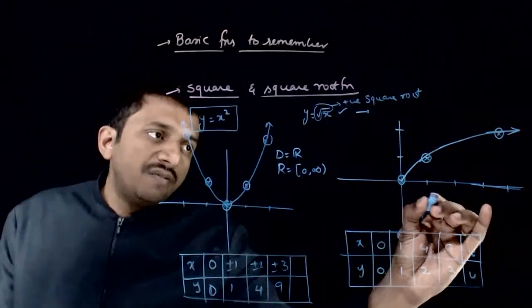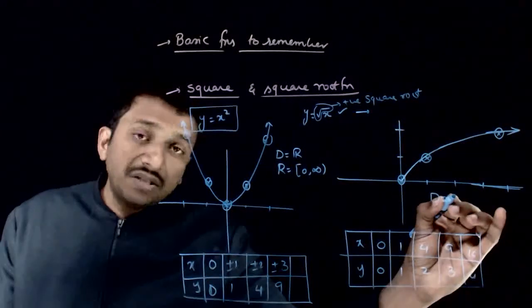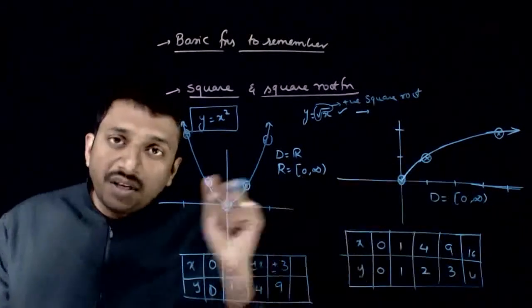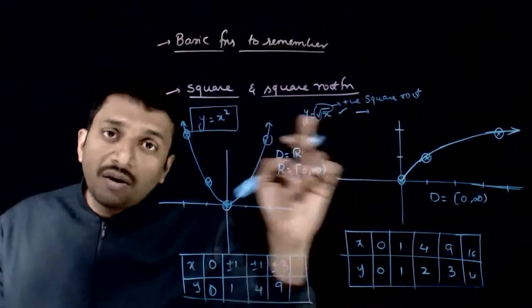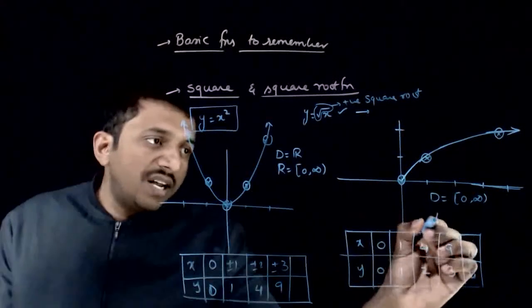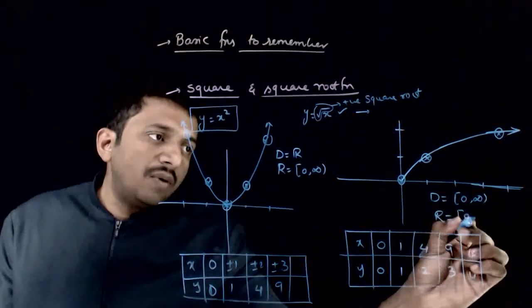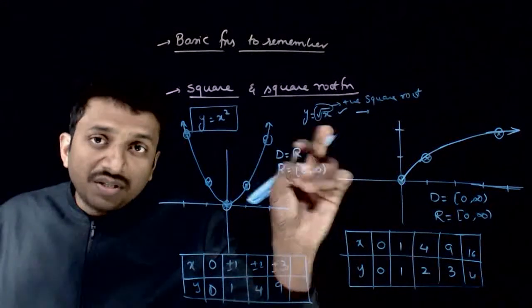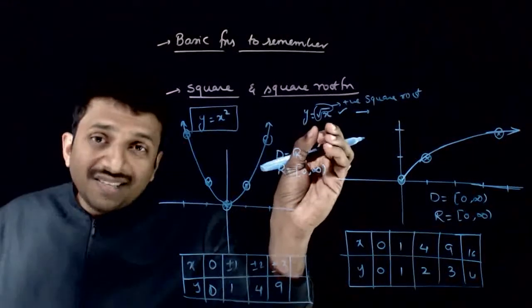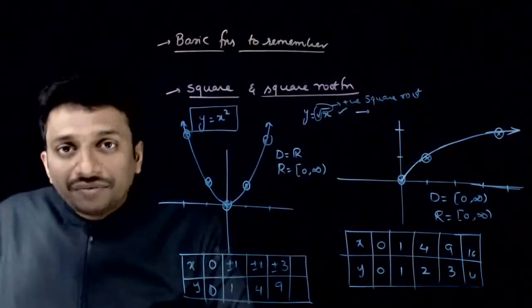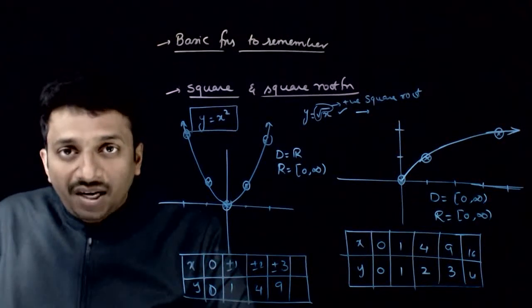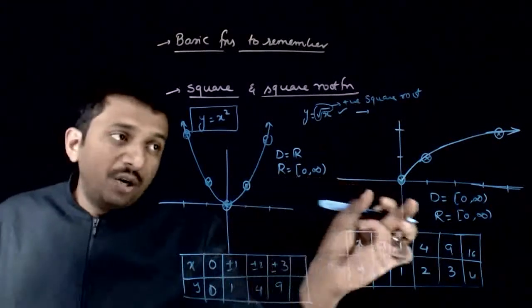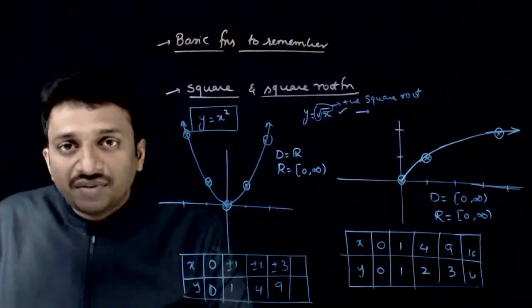So what is the domain of this function? The domain of this function is positive real numbers, closed 0 to infinity, because for negative numbers you cannot find square roots. And what is the range? The range is also equal to 0 to infinity. So you cannot have negative numbers from this function, because this is the graph of the positive square root of x, right? So for the x square and root x functions, you need to remember the domains and basic graphs of these functions.